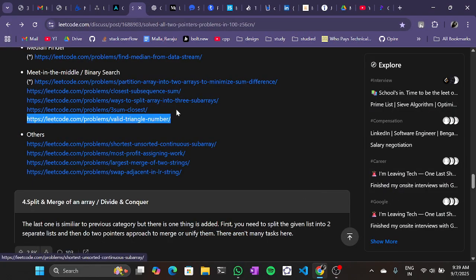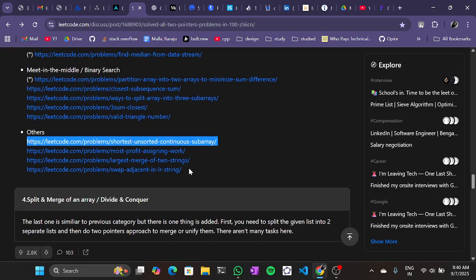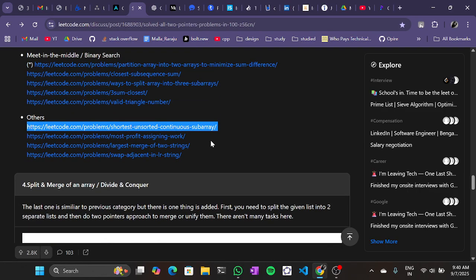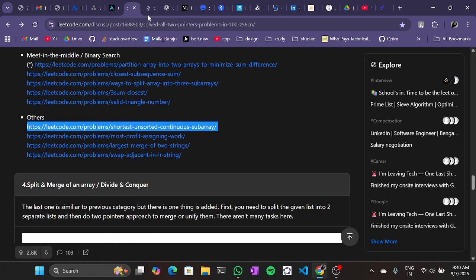So previously we have done this one, valid triangle. So one, two, three, four, five, six more left for us to learn all the patterns from two pointers. Let's try to complete this in 2 days. So the problem we are now doing is this one.